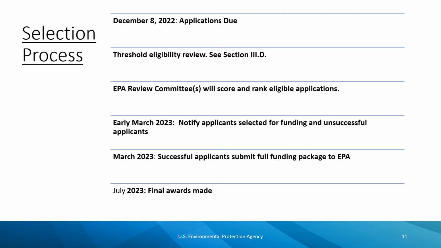EPA review committees will then score and rank all eligible proposals. EPA will notify applicants that were selected early in March 2023. Unsuccessful applicants will also be notified at that time. Selected applicants are expected to submit a full funding package to EPA's GMD office in March of 2023. After internal review, it will be submitted to the regional office for additional review and final award. Grant awards are expected in July of 2023, and then projects may begin.